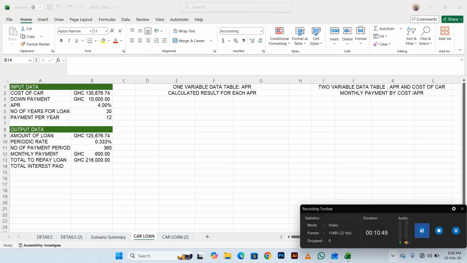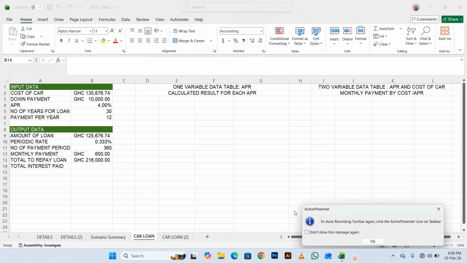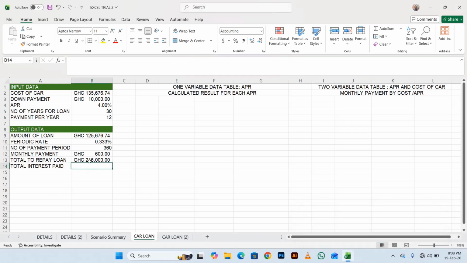Okay, maybe. So sorry. We are going to compute it by deducting the total amount we paid from the loan that we were financed on. So this one will be equal to, okay, so let me explain. We paid a total of 216,000. The loan we took is 125,000. That's the charge interest. So we want to know the interest that you paid on the amount.